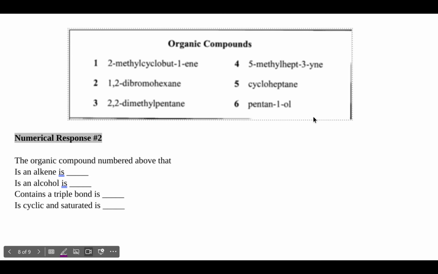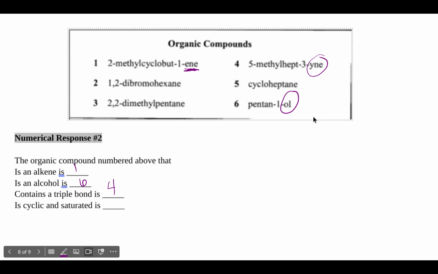All right. So looking over this, I believe, maybe it's the second last question. I thought it was the last one. Another organic compound. Looking through, if you're looking for an alkene, we just need the ending of the names, the suffix, and the one that ends in ene is number 1. If you have an alcohol, you have an OH group present, so number 6. Contains a triple bond, you want to end in yne, so that would be 4.